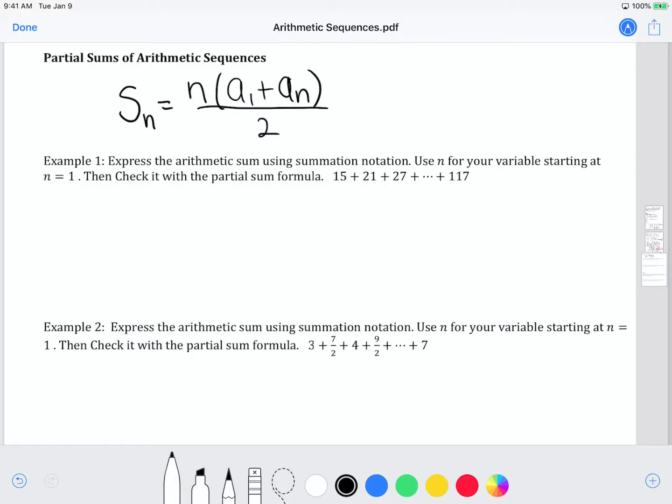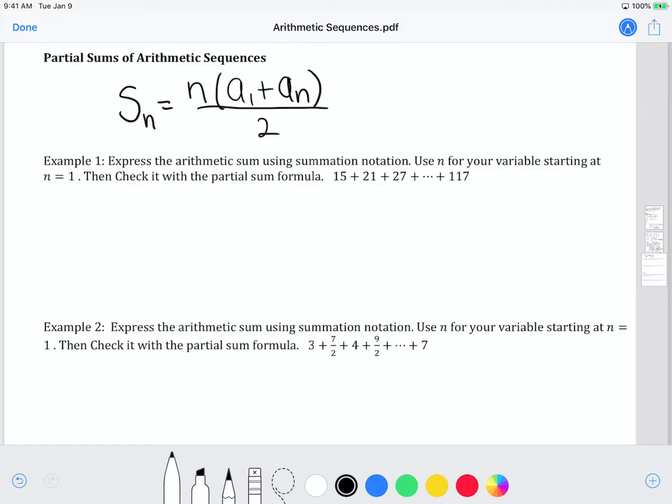So if I wanted to find, say, S5, I would take the first term plus the 5th term, add them up, divide by 2, and multiply by 5, because n would be 5 in that case. And that would give me the sum of the first 5 terms. So let's use this in example 1 and example 2. In these examples, we're going to find the partial sum 2 different ways: using summation notation and using the formula.